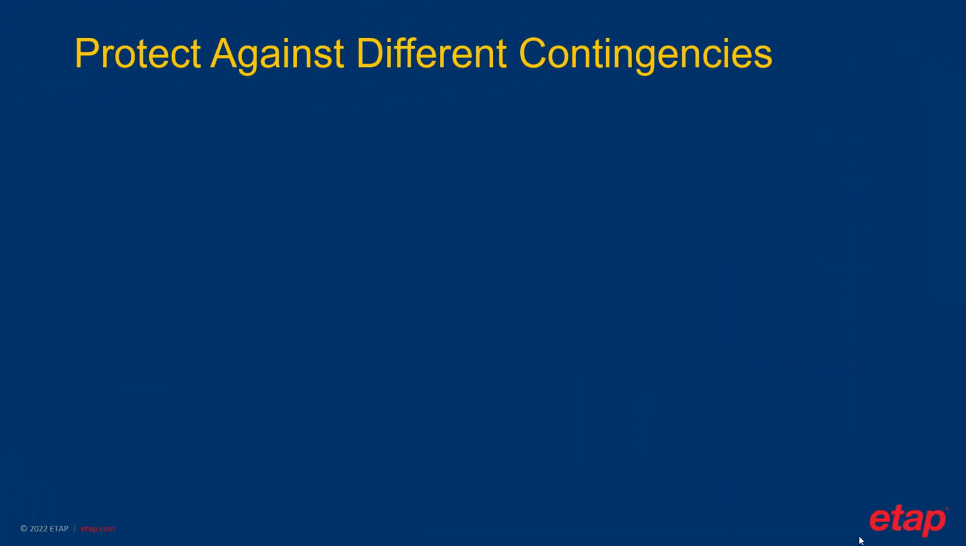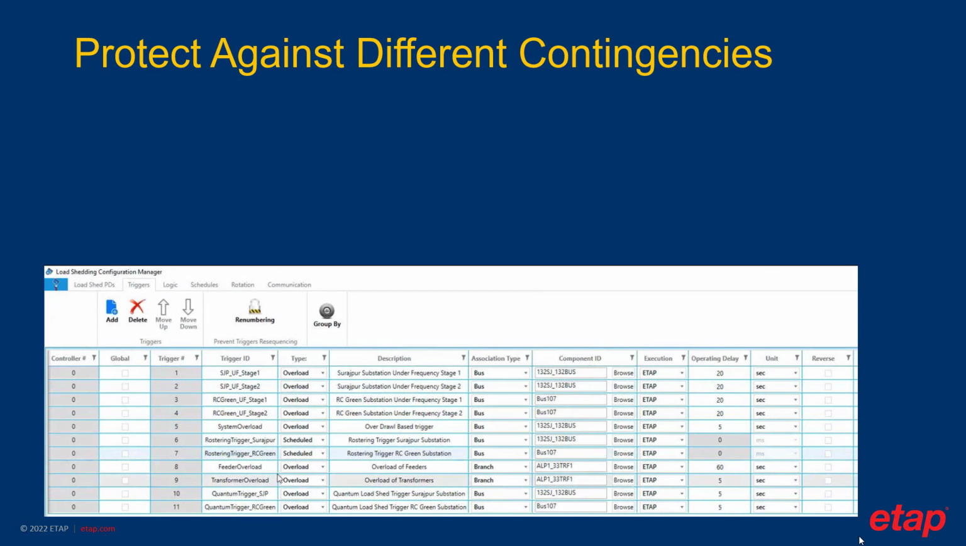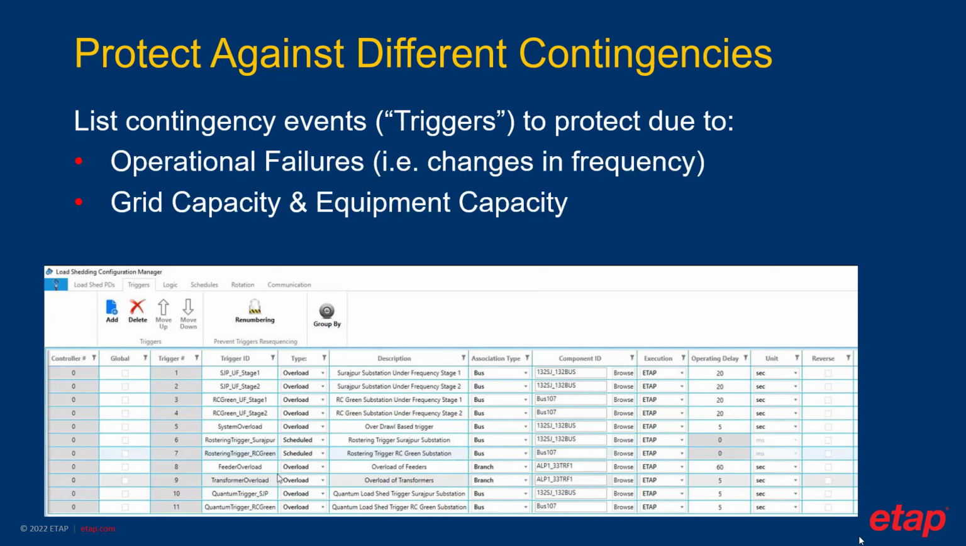The next requirement for today's distribution load shedding system is protection against different types of contingencies. For this requirement, using the ETAP Load Shed Configuration Manager, users can define all the possible contingencies that will require load shedding and its classification. Contingency events, also known as triggers, will be listed in this section. Examples of typical events configured are operational failures such as relay trips, grid and equipment capacity failures such as transformer or feeder overloads, and other types of contingency events.